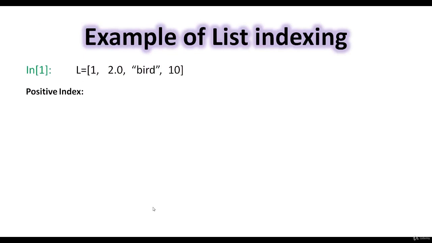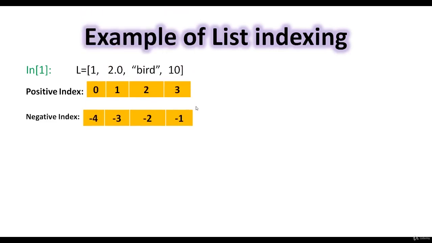Example of list indexing. In this list, positive index, Python index is starting with 0. Then the next index is 1, next 2, and the last one is 3. And negative indexing, starting from the right side, first index is -1, then -2, -3, -4.